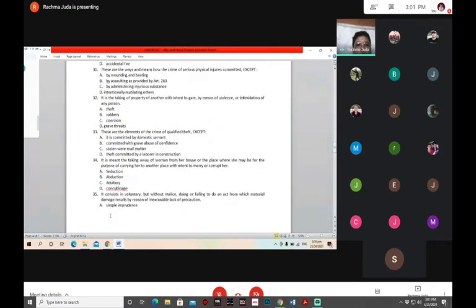So next, number 31. These are the ways and means how the crime of serious physical injury is committed itself. So ang answer there is sa 31 is kaning Delta, intentionally mutilating others. It's because Delta is a crime na mutilation. Pag once na you are mutilating or na-mutilate nimo ang body parts niya, but without intention, so that's the time, kana siya serious physical injury. But pag with intent ang pag-mutilate, it will now become mutilation.